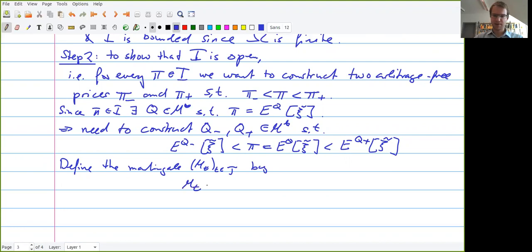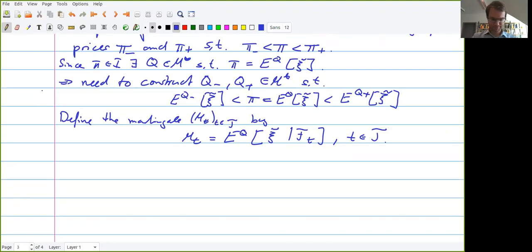M at time T is just given by the conditional expectation under Q of the discounted claim. And at some point, of course, we want to use that our claim is not replicable, because you only have a chance to show that it's an open interval if the claim is not replicable. So that's the moment where we want to use it.